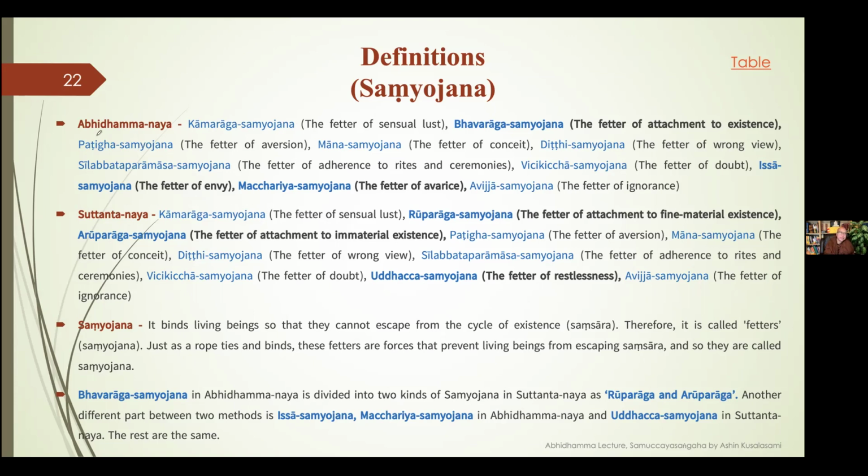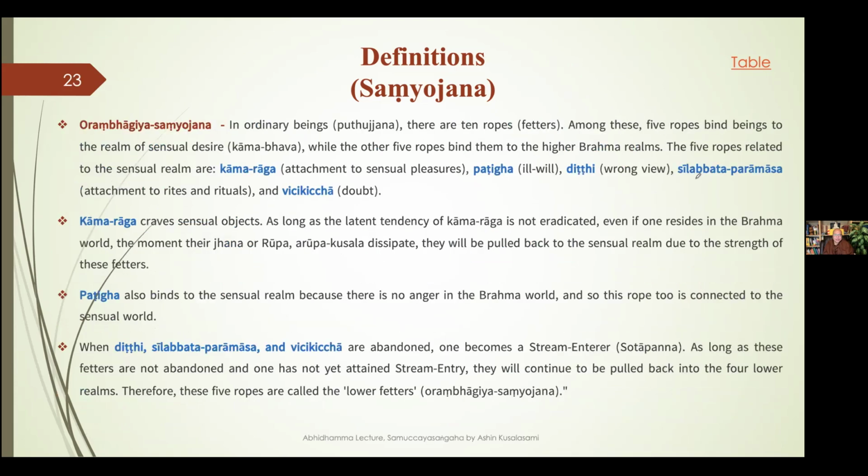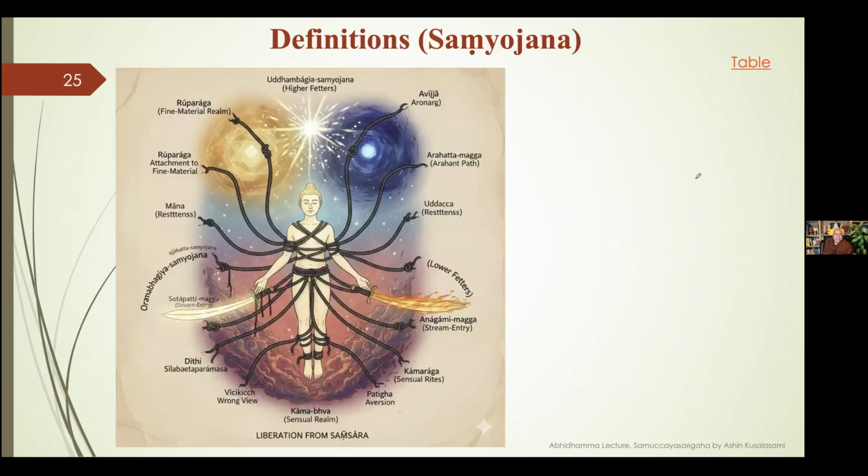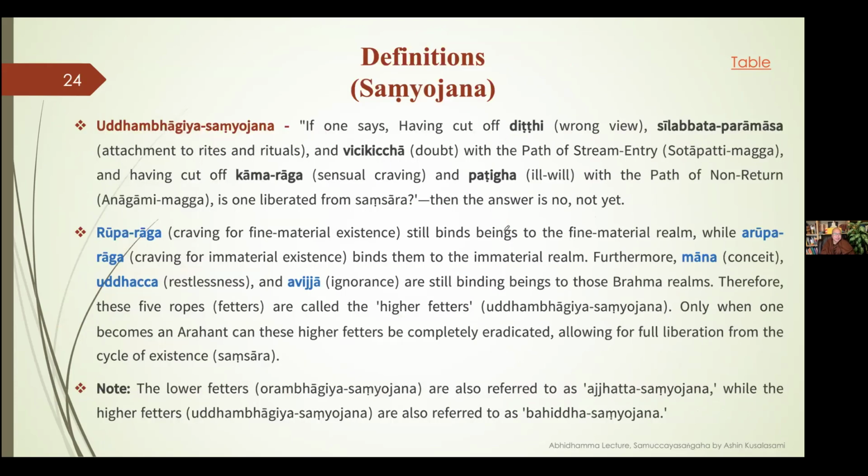Okay, so Samyojana. There are 10 kinds of Samyojana. It is translated as fetters, F-E-T-T-E-R-S. So they are like, we say, a rope. Like a rope. I made this one too in Gemini, this rope. Okay, we'll go later to this picture.